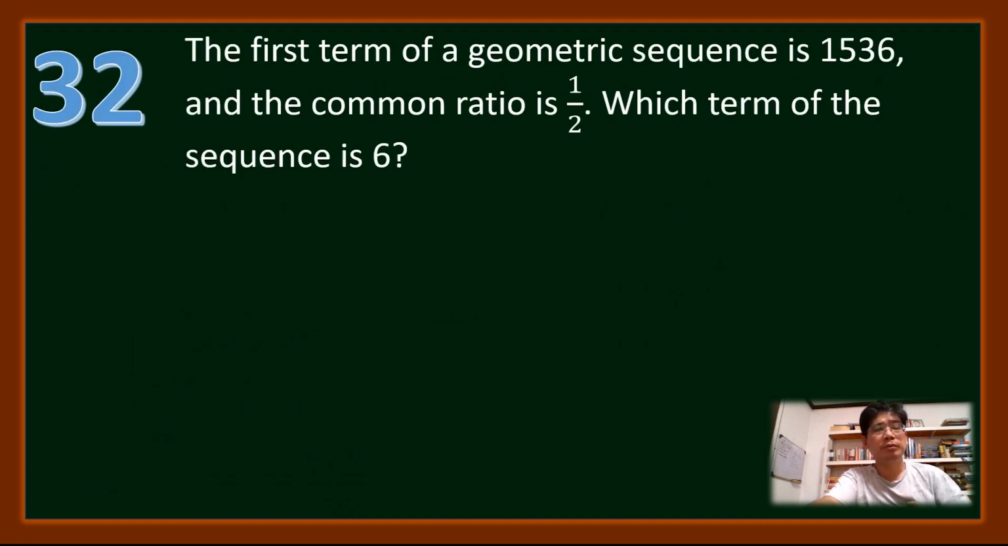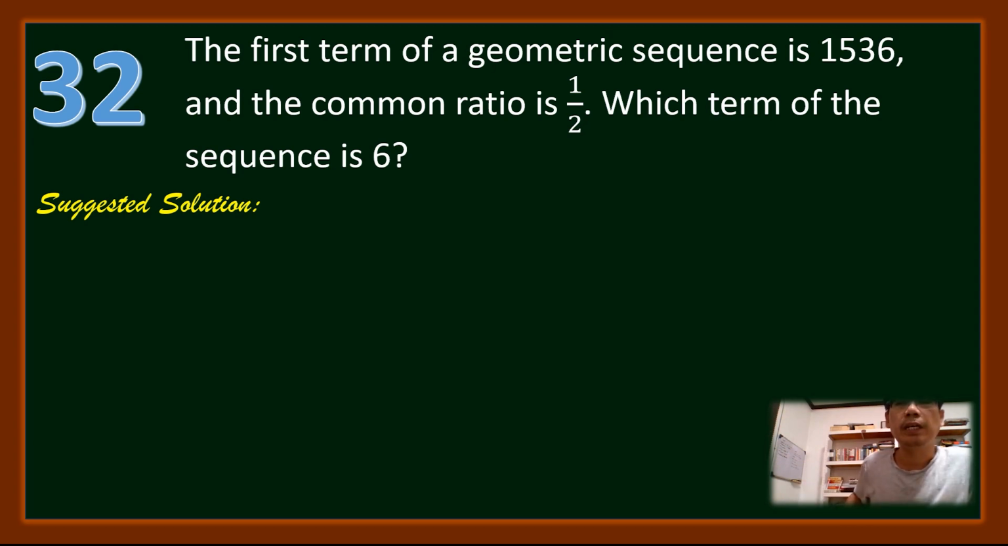Number 32. The first term of a geometric sequence is 1536, and the common ratio is 1/2. Which term of the sequence is 6? For our suggested solution, we're going to use the formula for the nth term of a geometric sequence, where a sub n is equal to a sub 1 times r raised to n minus 1. a sub n is the nth term, a sub 1 is the first term, r is the common ratio, and n is the number of terms.